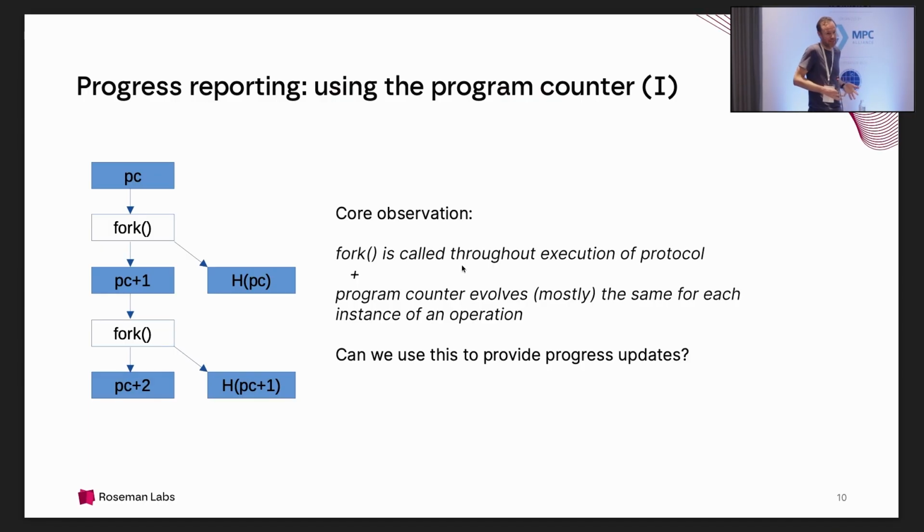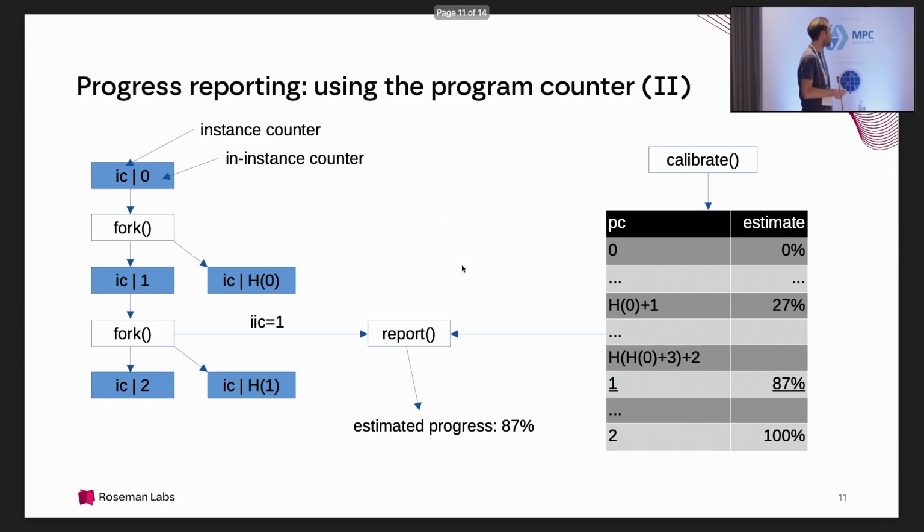The way you can fix this to make it useful for progress updates is actually very simple. You split the program counter into two parts: one which identifies which instance of the protocol you're in, and one which defines where we are within that instance. In that instance I just start at 0 and work from there. That means that different instances of the same filtering protocol, for instance, have the same starting in-instance counter and then evolve in the same way.